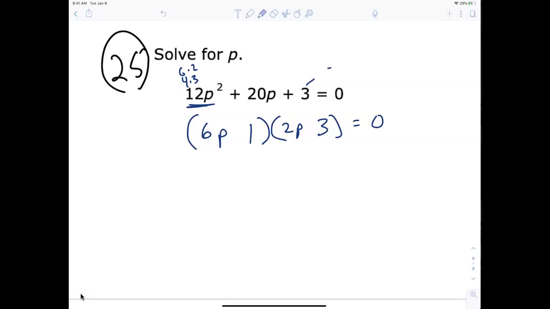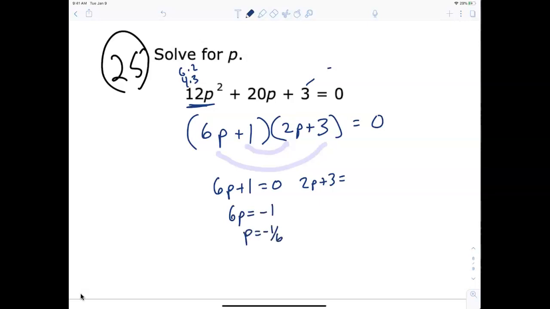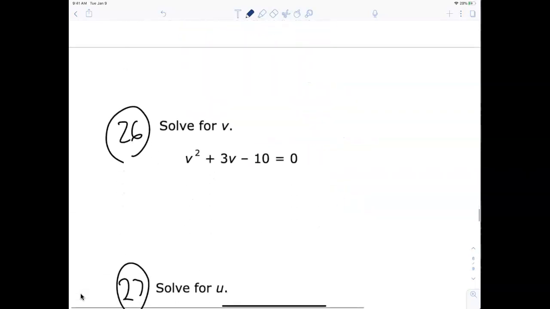So now we do my smiley faces. 6 times 3 is 18, and 2 make 20 if they're both positive. So now I have 6p plus 1 equals 0. 2p plus 3 equals 0. So now I have 6p equals negative 1. p equals negative 1/6. Or 2p equals negative 3. p equals negative 3 over 2. Okay, that's a really, really good problem. Really important.